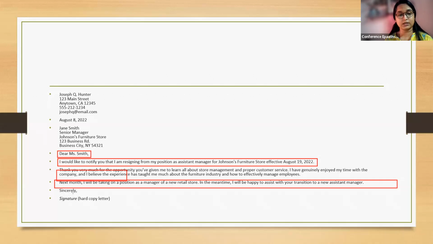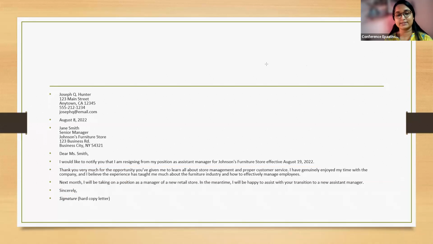Then the closing and the signature, and then the hard copy letter. That's all. It's very easy. You can easily do it. So that's all. This is resignation letter writing. So I think you have learned how to write a resignation letter. Now we will start formal letter writing.